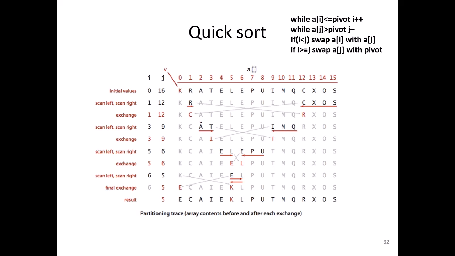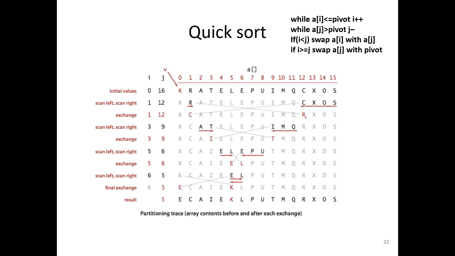Now I points to a, and a is compared with k. A is less than k, so just increment it. Now t is compared with k. T is greater than k, so the condition failed and we just stop it. Now go to the left side and execute this statement.